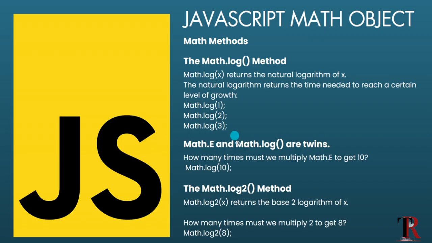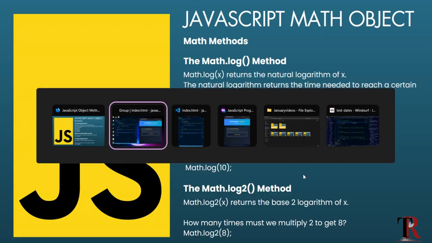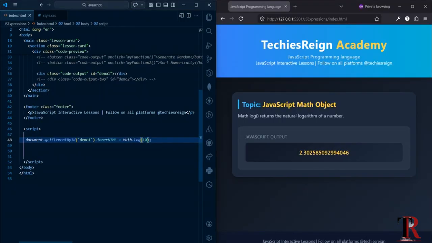So moving on from that, let's take a look at the math.log2 method. The math.log2 method returns the base 2 logarithm of x. So if you want to get the base 2 logarithm of a number, you can use math.log2 to get it. So let's look at this example in our code editor.